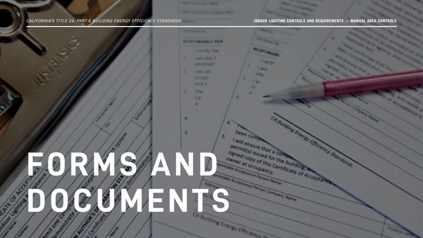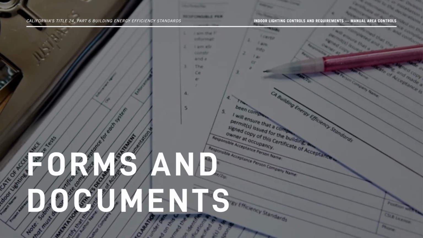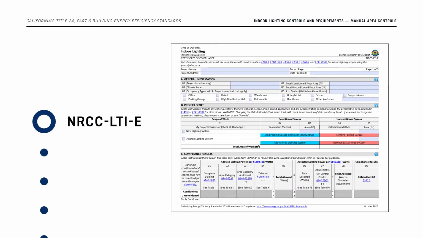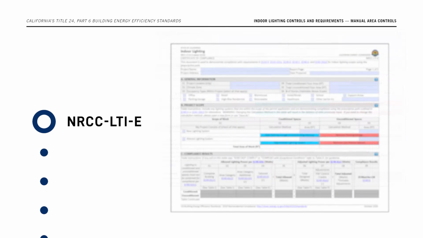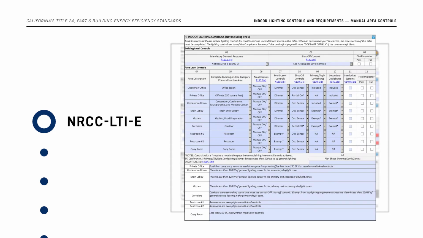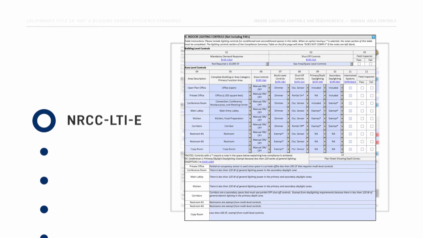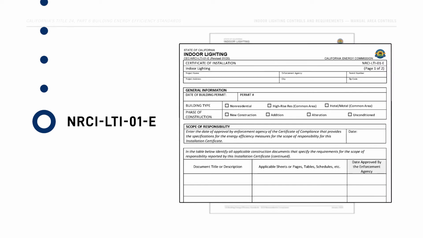Next, we'll discuss the necessary compliance documents for a project with manual area controls. During the design phase of the project, manual area controls must be documented on the Certificate of Compliance Form NRCC-LTI-E in Section H. After installation, compliance is documented on the Certificate of Installation Form NRCI-LTI-01-E. Manual area controls are not directly called out, but the form must show compliance with the lighting control requirements in general.